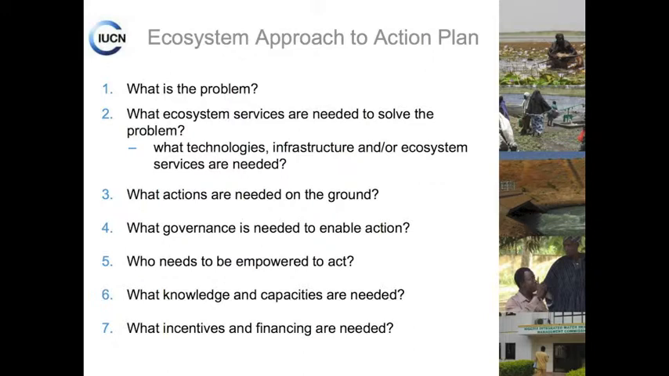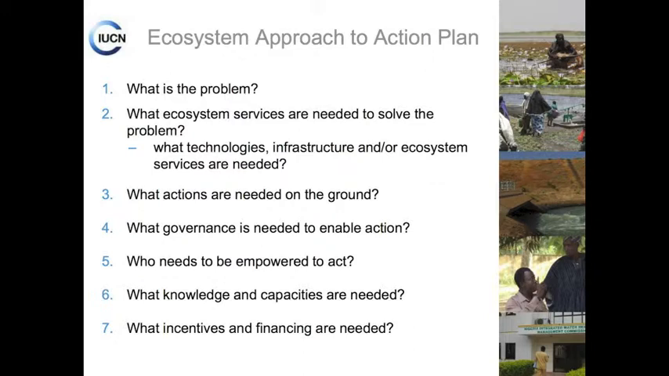So the first question is, of course, well, what is the problem? What are the real problems that we have to get to grips with? And that's going to be, as I said, this hides a lot of complexity. So there'll be a lot of issues attached to that. But to identify what is the problem, we have to have good information, and we have to analyze it and share that information.